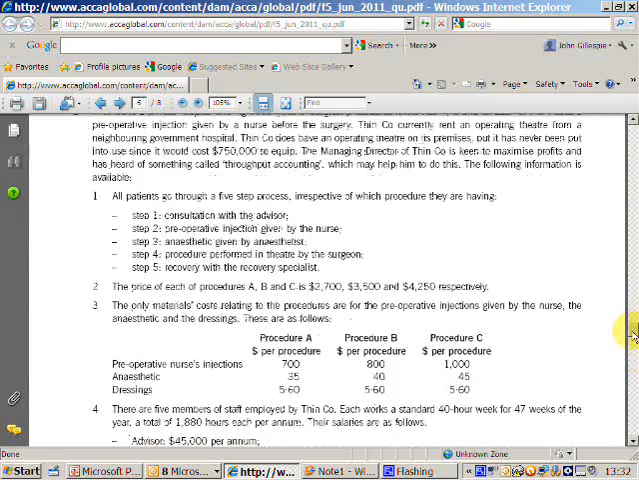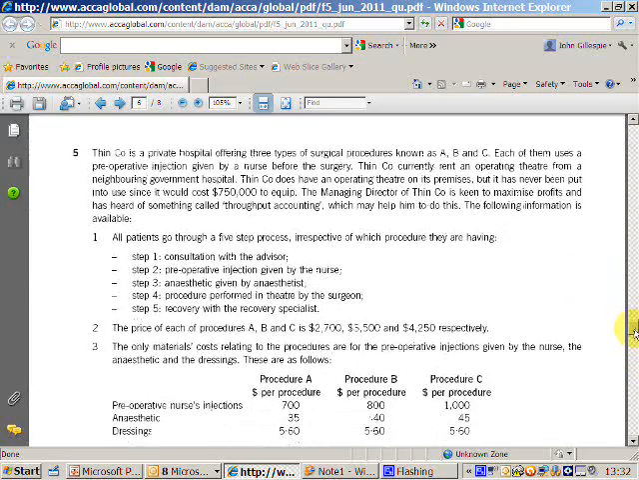Okay, so going back to the question there, we see the information. So you would read through that. You'll see that the company currently rents an operating theatre from a neighbouring hospital. Thinco does have an additional operating theatre on the premises, but it has never been put into use since it would cost a further $750,000 to equip. The managing director of Thinco is keen to maximise profits and has heard of something called throughput accounting, which may help him to do this. The following information is available.